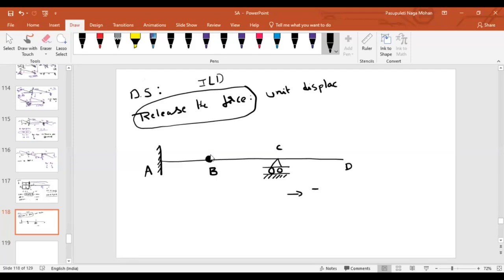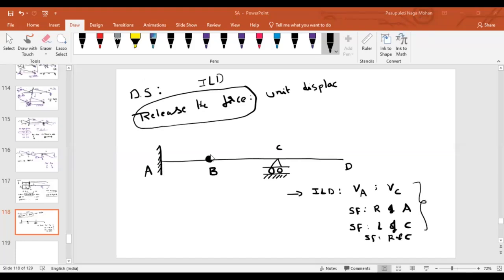Can you please draw the ILD for vertical reaction at A, vertical reaction at C, shear force to the right of A, shear force to the left of C, and shear force to the right of C. Can you take this as homework, come tomorrow, and we will discuss it and then continue with ILDs for bending moment.